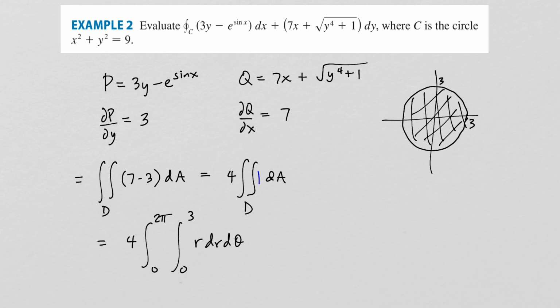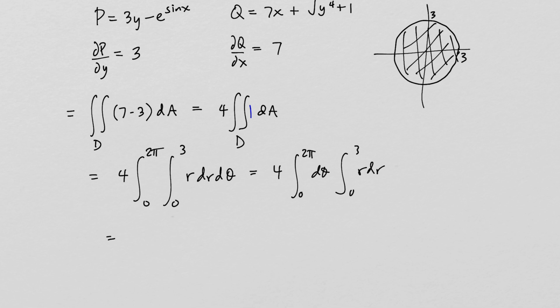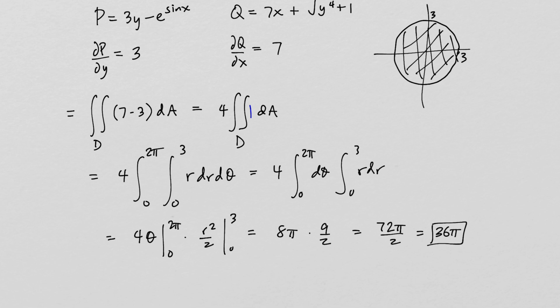And so now we can separate this. We have 4 integral 0 to 2 pi d theta, integral from 0 to 3 r dr. And this, of course, is 4 times theta from 0 to 2 pi multiplied by r squared over 2 from 0 to 3. This is 8 pi times 9/2, which is 72 pi over 2, or 36 pi.